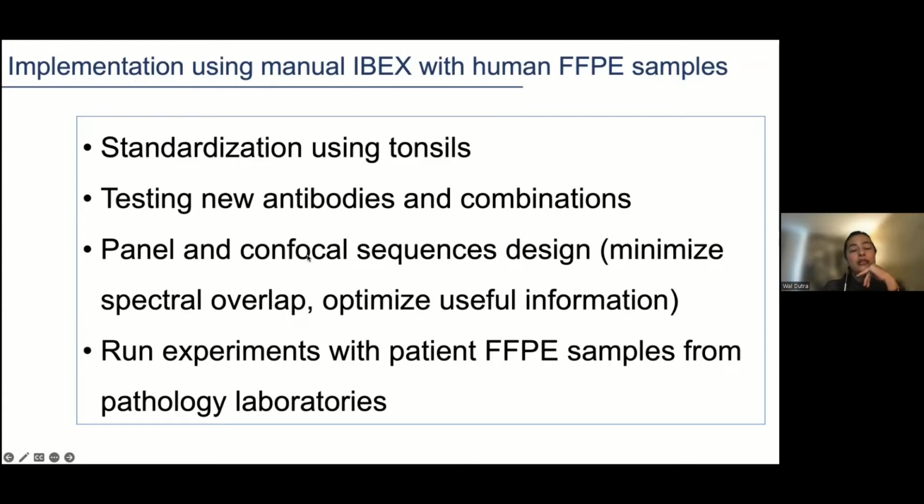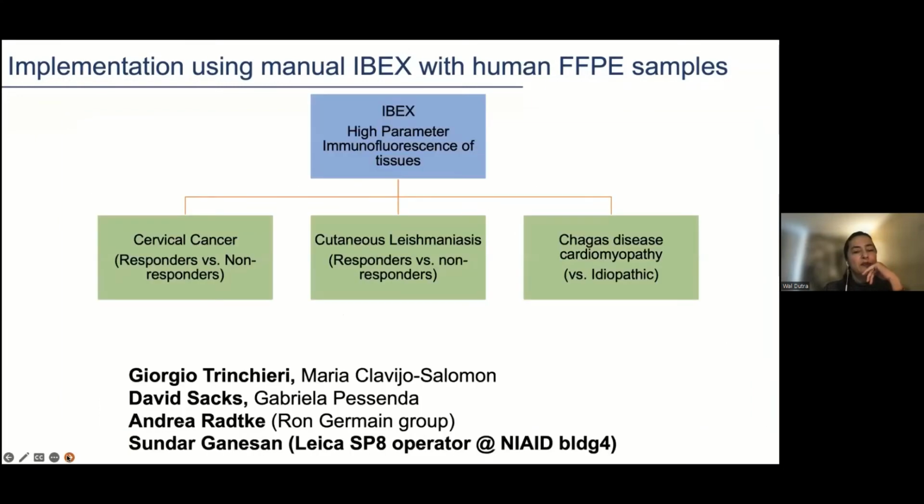We also designed the different sequences and the different cycles to try to minimize use of antibodies labeled with fluorochromes that would cause spectral overlap, and at the same time optimize useful information, and I'll talk a little bit about that soon. And then we ran the experiments with the different cell types.